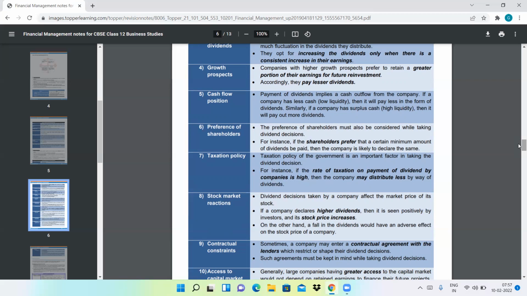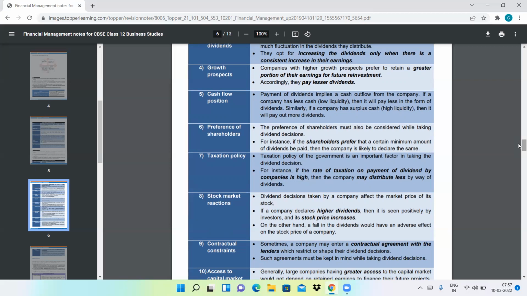And it is very important to stabilize that dividend distribution if we want to have a better environment for the company in the market and attract more and more investment from the market. Okay, that is the stability of dividend.